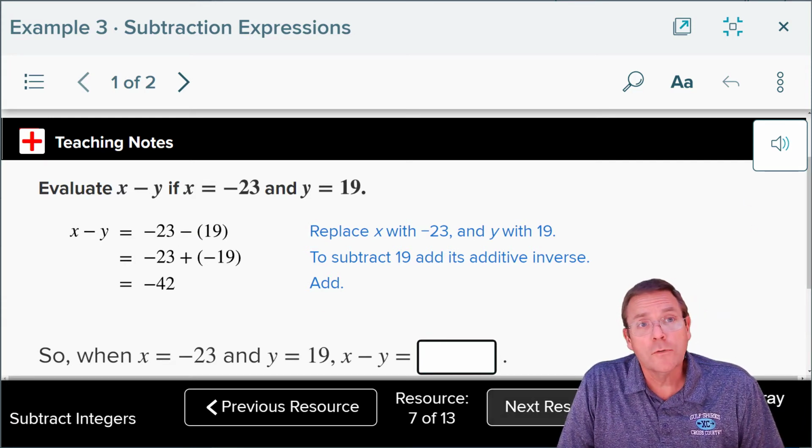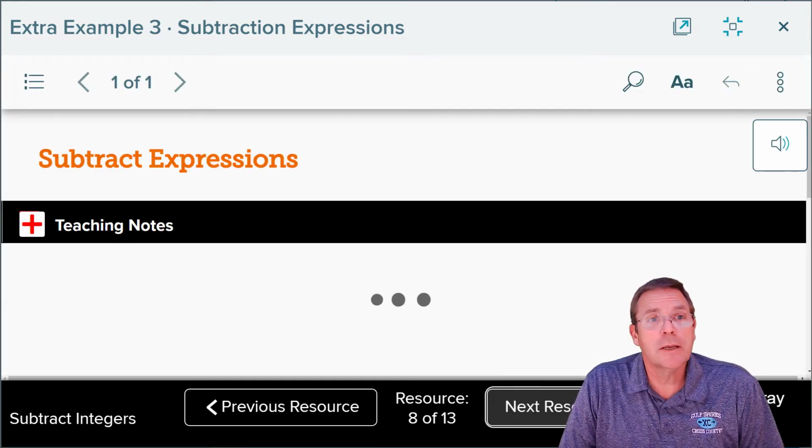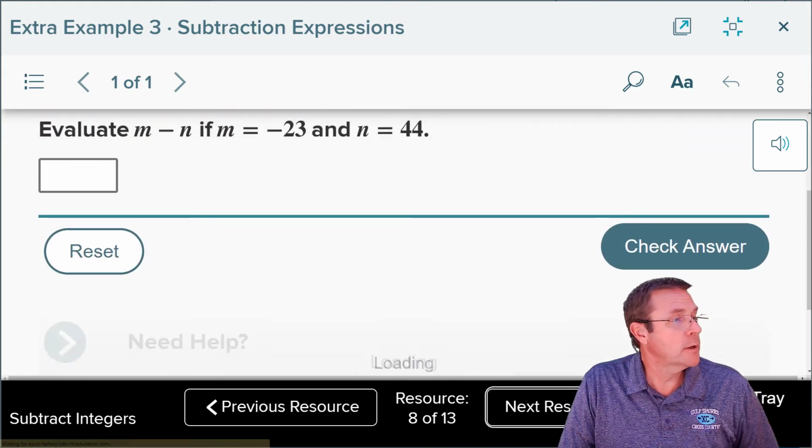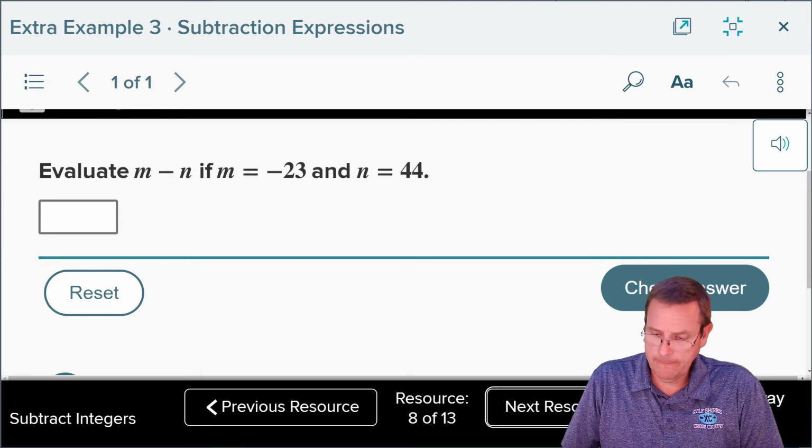But still got to show exactly what I'm showing. So now you guys take a minute and do extra example number 3 and work this one on your own. We can get it to actually come up. There it is. Go ahead and solve that problem for us.